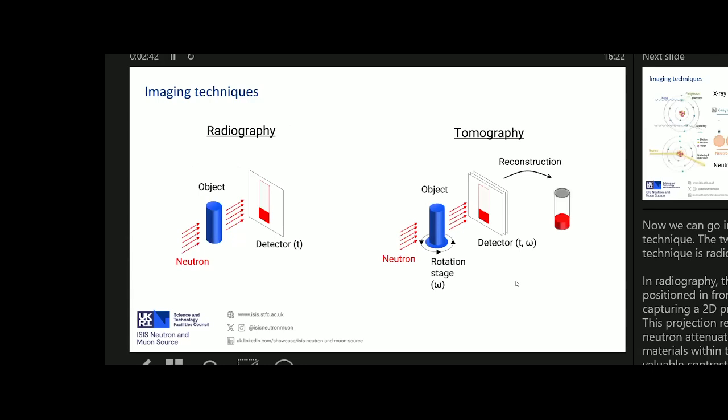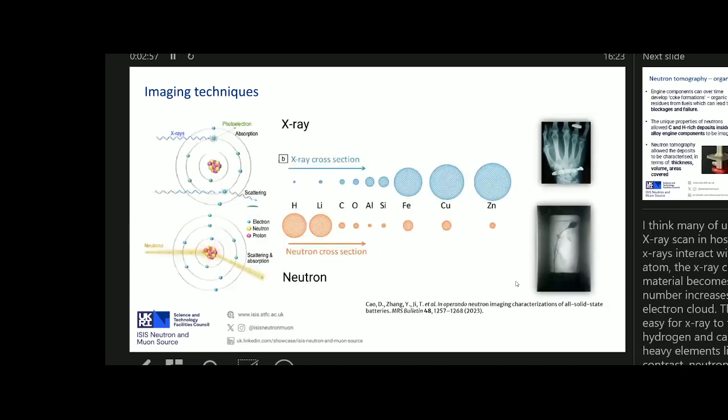The imaging technique is similar to X-ray: the neutron beam passes through the sample, and the detector behind the sample receives this transmitted signal. We also have a rotation stage, so we can do tomography.